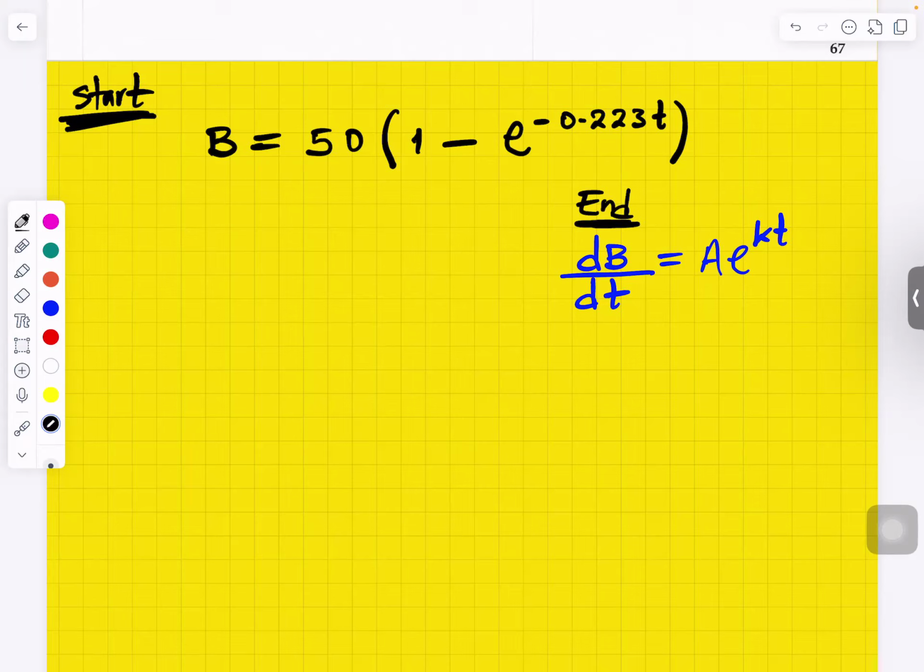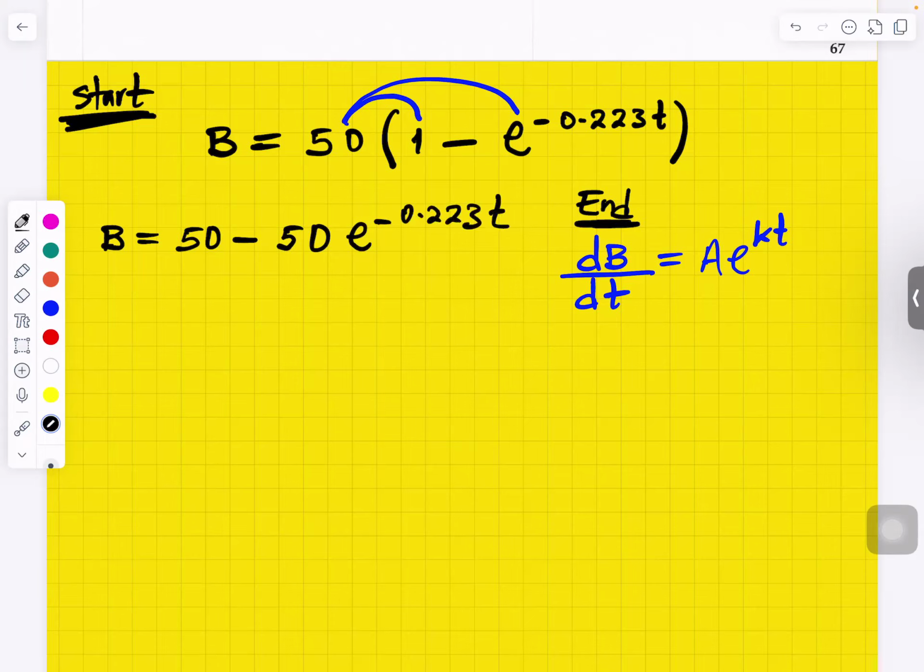But before we differentiate, we can remove the brackets. So it will be 50 times 1 and 50 times that expression there. So we can write B is equal to 50 times 1 is 50 minus 50 times e to the minus 0.223t. Now we need to differentiate dB over dt.